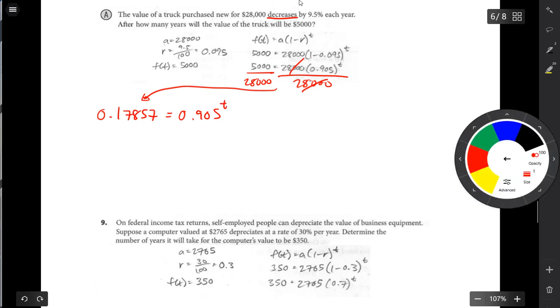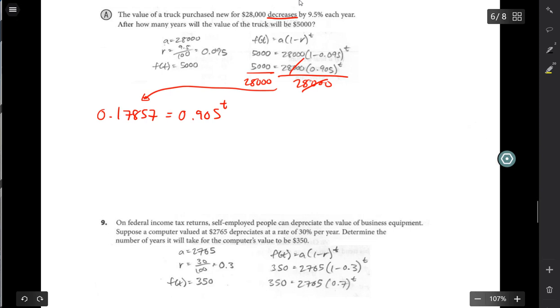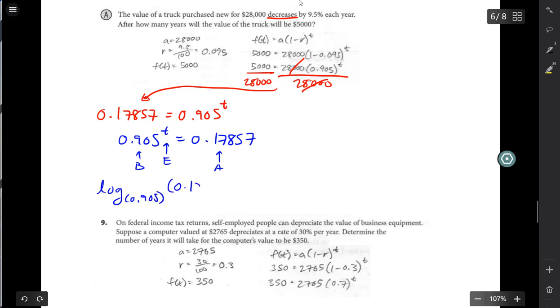Okay, so like I showed you guys earlier, if you like the Bay method, I'm just going to flip this around. This is basically 0.905 raised to the power of t equals 0.17857. So this is our base, this is our exponent, and this is our answer. So if we want to spell Bay, we have log of 0.905, our answer is 0.17857, and our exponent is t.